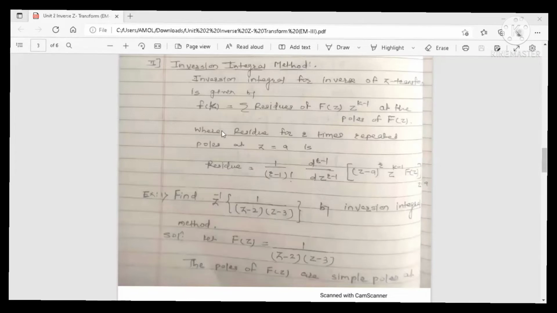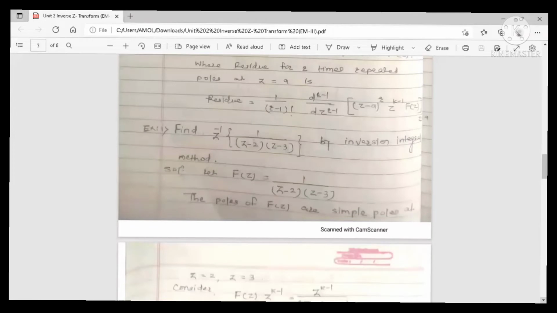And how do we calculate the residue at the poles of f of z? This is the formula. If the pole is repeating r times, where r is for the repetition, then the formula is 1 upon (r minus 1) factorial into the (r minus 1)th derivative with respect to z of (z minus a) raised to r into f of z into z raised to k minus 1, at z is equal to a. Now you see the example.